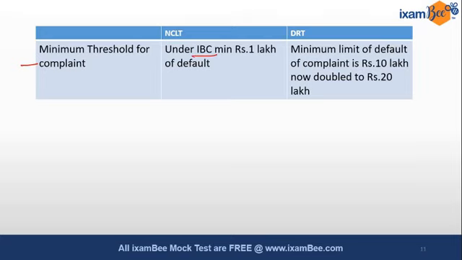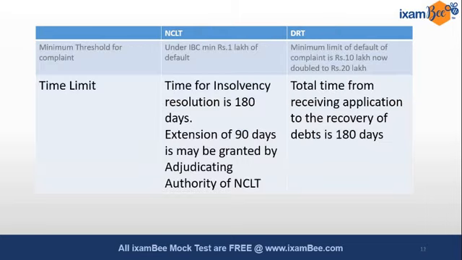Fifth difference is the minimum threshold for the complaint. In case of the IBC, in case of NCLT, it is minimum 1 lakh rupees, and in case of the DRT, it is now made 20 lakh rupees of the default, which was 10 lakh earlier. May not be that important for the exam.